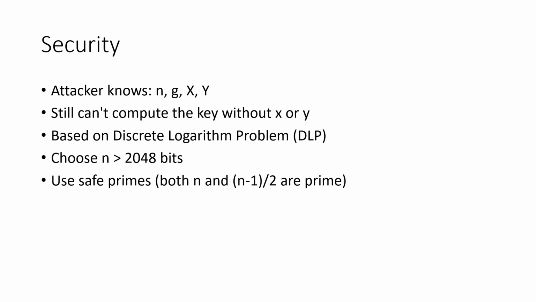That's why in real implementations, n is chosen to be at least 2048 bits long, a number with hundreds of digits. Also, we prefer using safe primes. That means both n and (n minus 1) by 2 must be prime. This avoids certain mathematical attacks. So as long as good parameters are chosen, Diffie-Hellman remains secure even over an insecure channel like the internet.